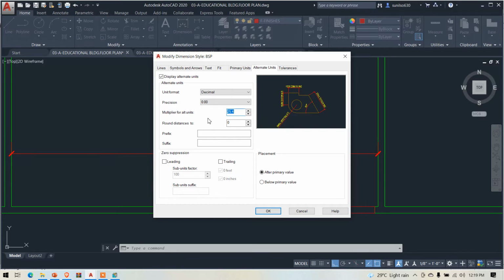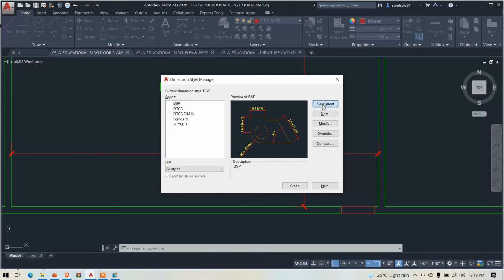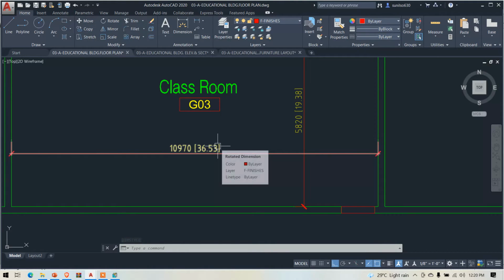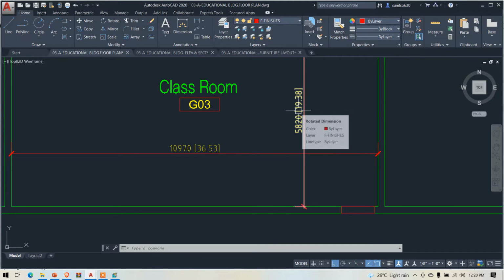So here we have to provide the value. The value from mm to feet is 0.00333. How you are going to get this value, we discussed in your AutoCAD classes, which we already discussed. So I am giving OK, set current and close. See, now you are getting both the values, mm as well as feet. So the length is 36.53 and the width is 19.38.